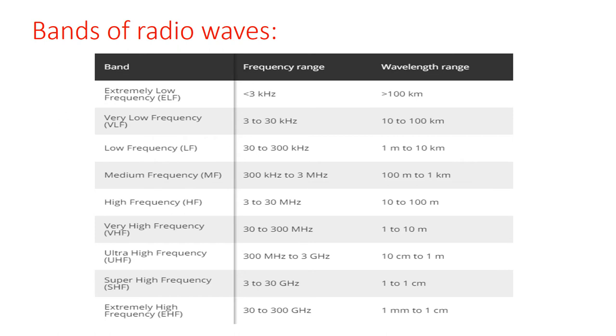So radio waves consist of bands of frequencies, and there are nine bands present in the radio waves. The first is extremely low frequency, the frequency is less than 3 kilohertz, but the wavelength is greater than 100 kilometers. Very low frequency, the frequency is between 3 to 30 kilohertz, and the wavelength is 10 to 100 kilometers. Low frequency, the frequency is 30 to 300 kilohertz, and the wavelength is 1 to 10 kilometers. Medium frequency, the frequency is 300 kilohertz to 3 megahertz, and the wavelength ranges from 100 meters to 1 kilometer.